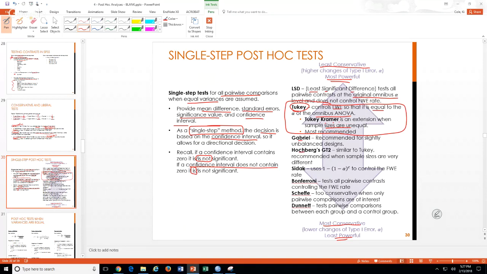I'll just let you read through these other ones. They give suggestions for when you have unequal sample sizes, or maybe they are very different. And then the Dunnett is specifically for when you have a control group, but it is one of the least powerful tests that we have.